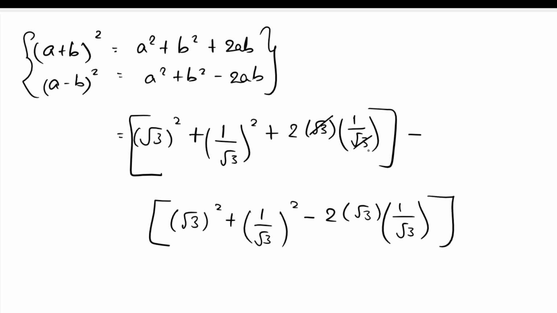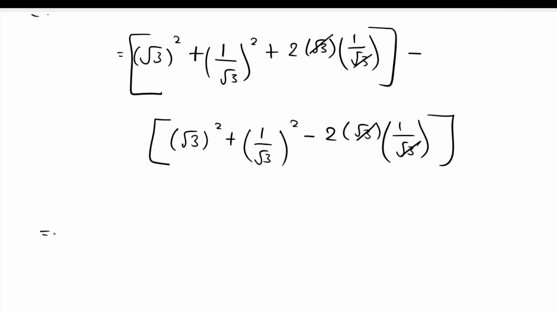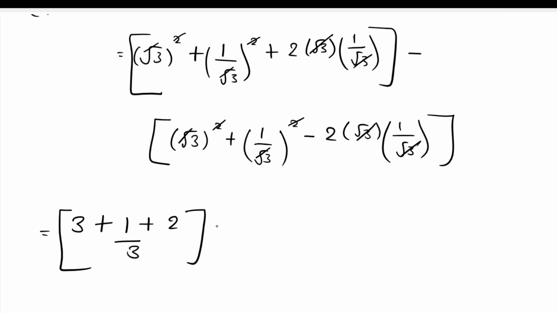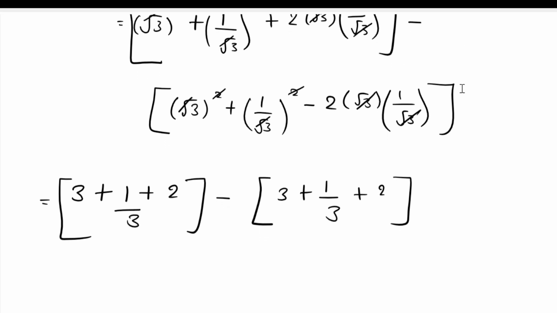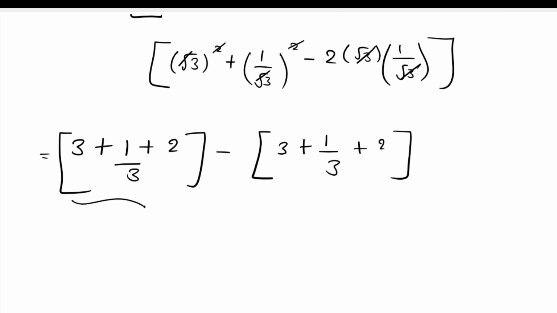So here root 3 and root 3 will get cancelled. Here also root 3 and root 3 will get cancelled. So we're left with, here square root and square will get cancelled, and square root and square will get cancelled. So we'll get 3 plus 1 by 3 plus 2 minus 3 plus this 1 by 3 plus 2. So now this is x square, this is y square.